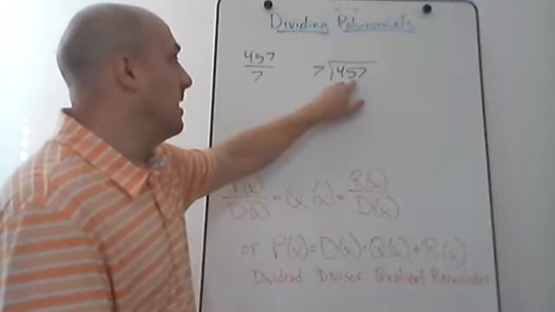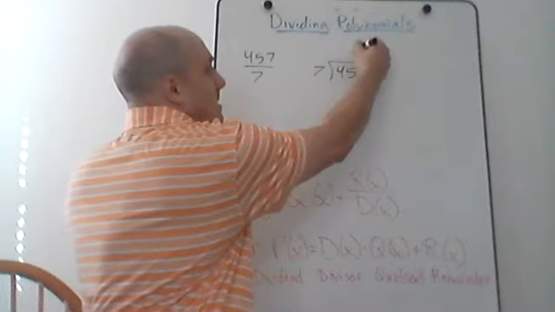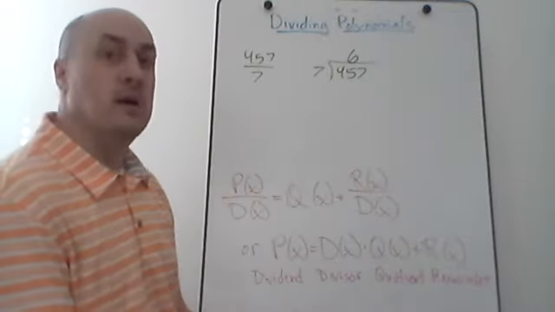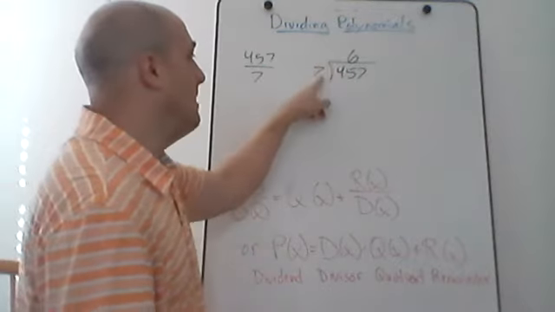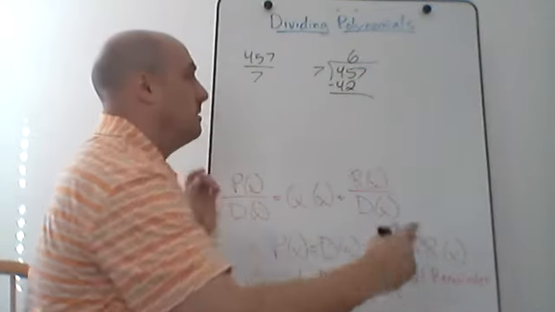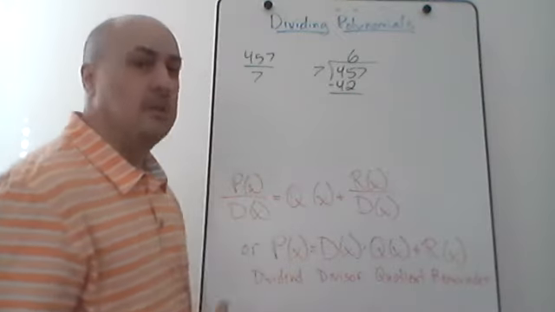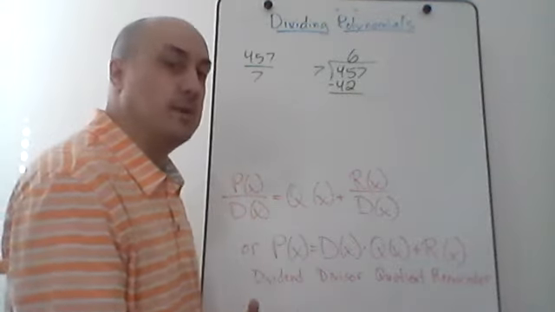So then I go to the next thing I have, which is 45. How many times will 7 go into 45? That's going to be 6 times. So I put the 6 up here, and then I multiply 6 times 7, which gives me 42, and then I subtract. Again, here we're just reviewing the algorithm, the step-by-step process for doing long division.